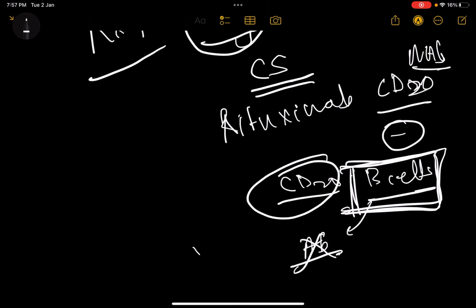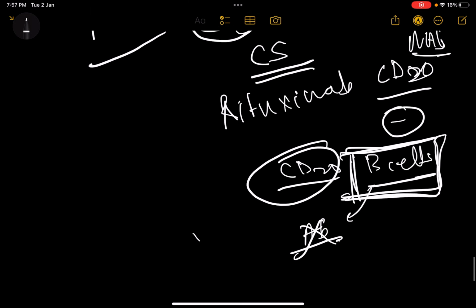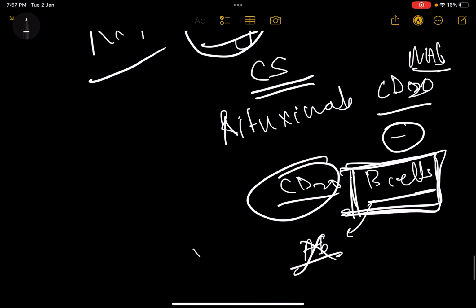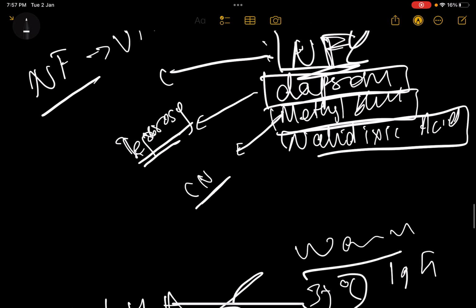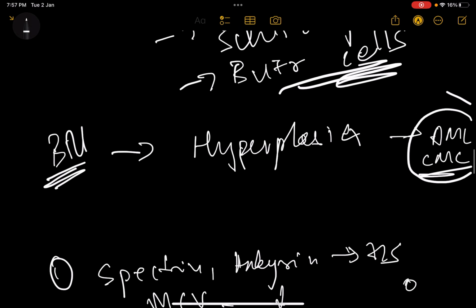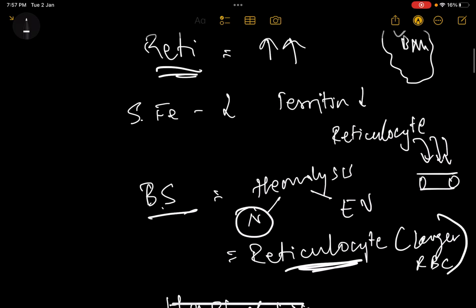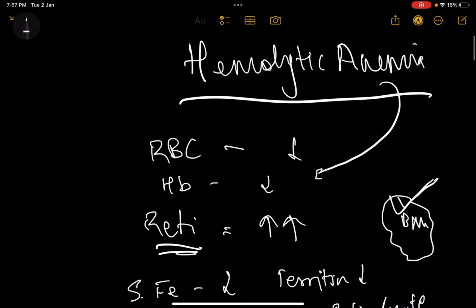So this is literally what it is when it comes to autoimmune hemolytic anemia. I mean, these are the very high yield points. I do not think they would ever want to get into something else. All right. So that is about it. Thank you very much.